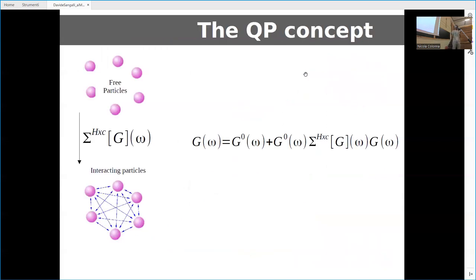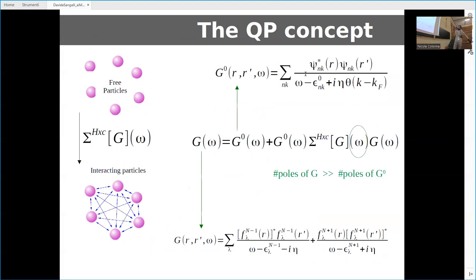Now, one important remark is that this self-energy is doing a huge job. It couples to the independent-particle Green function via a Dyson-like equation. And the big job which it does is to change the poles of my independent-particle Green function into the poles of the interacting system. And here the difference is that this is a non-interacting quantity and has a fixed number of poles, while the many-body Green function has many more poles. And the reason is precisely that the self-energy is frequency dependent.